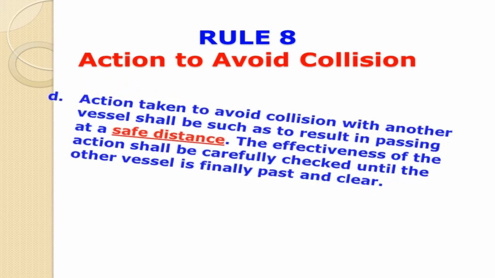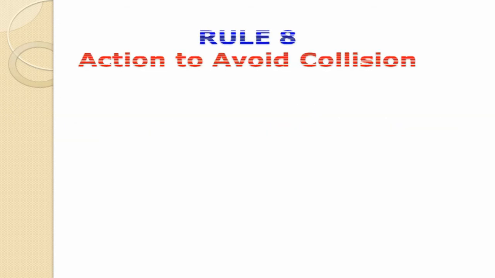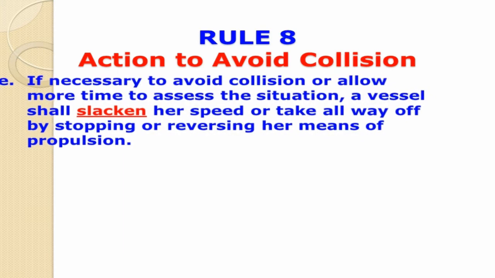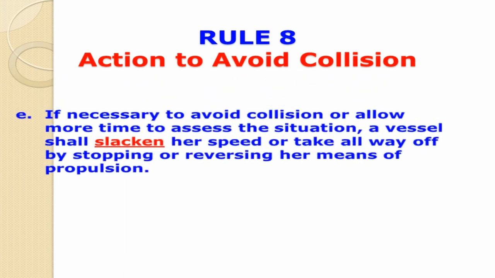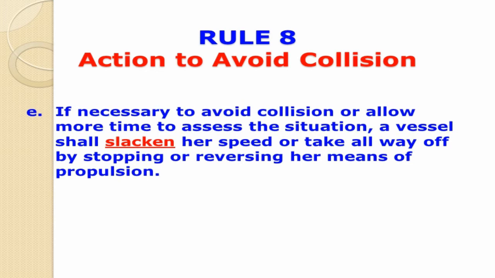The effectiveness of the action shall be carefully checked until the other vessel is finally passed and clear. E. If necessary to avoid collision, or allow more time to assess the situation, a vessel shall slacken her speed or take all way off by stopping or reversing her means of propulsion.